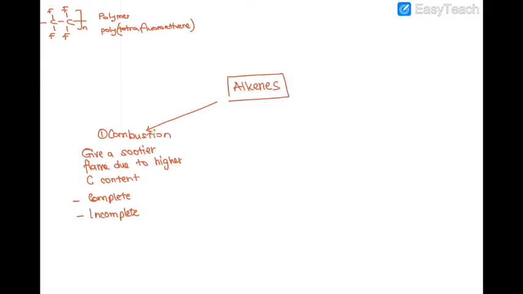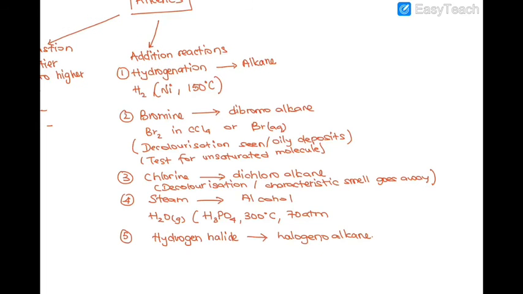Let's have a little recap of the alkenes. So they undergo combustion reaction, complete combustion, incomplete combustion. You have to be able to write both equations for alkenes. It's going to give a sootier flame as compared to its corresponding alkanes. When they burn, they undergo addition reactions. You can have 5 different types of addition reactions. So these are all the addition reactions.